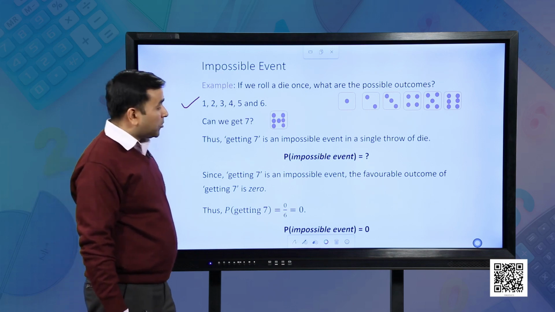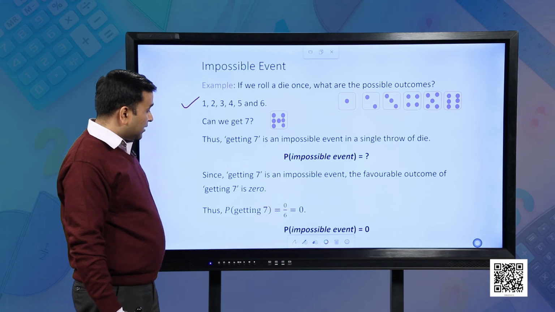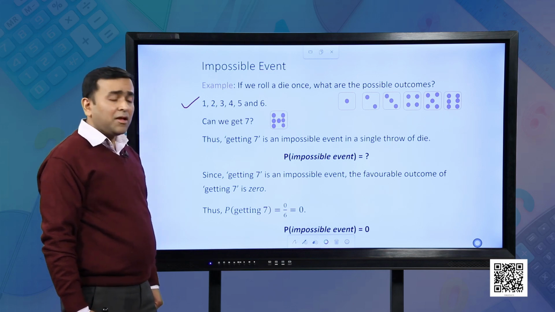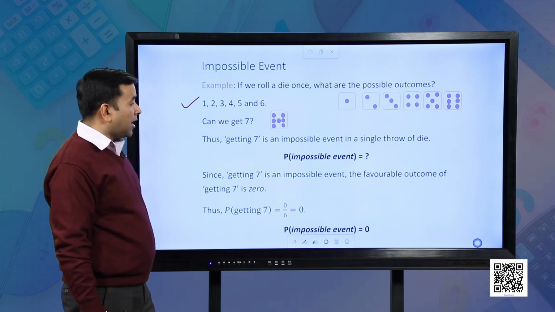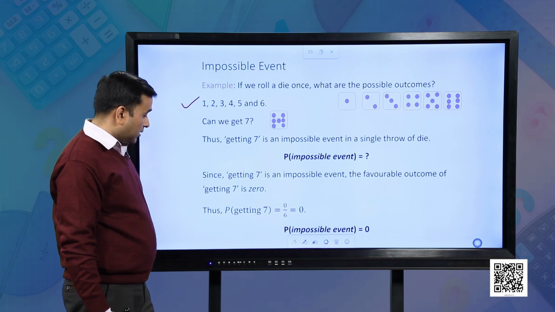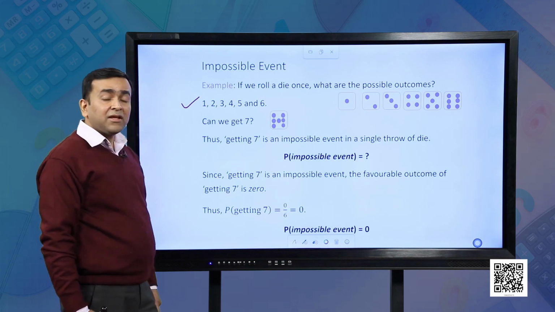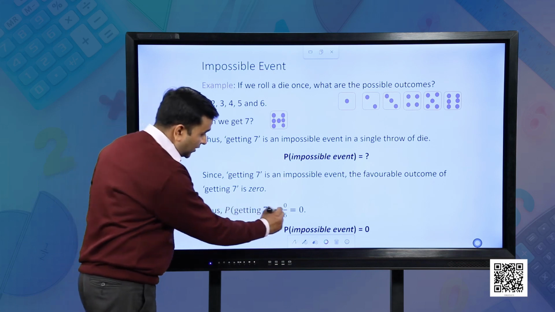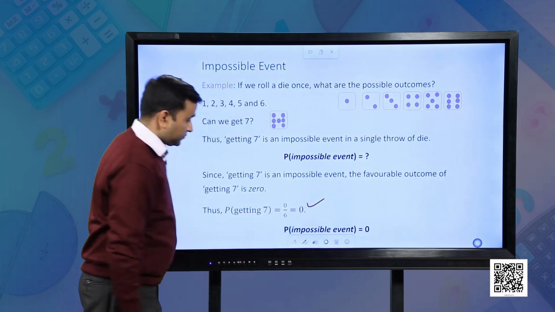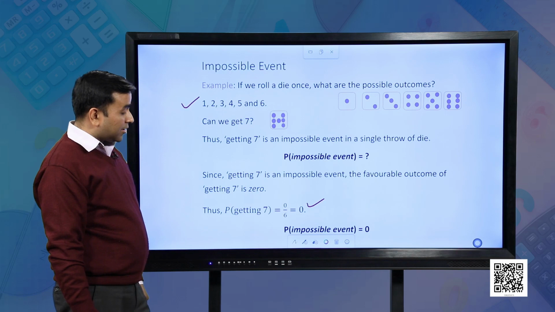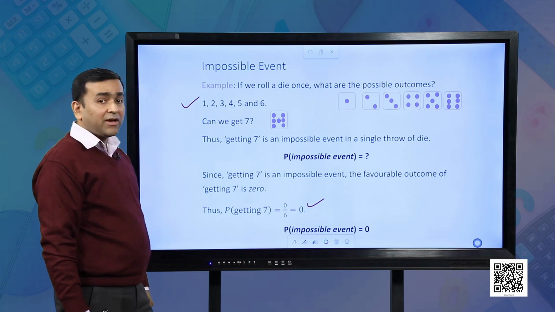Let us find out the probability of an impossible event. Since getting 7 is an impossible event, the number of favorable outcomes for getting 7 is 0. Thus, probability of 7 is nothing but 0 upon 6 equal to 0. We infer that the probability of an impossible event is 0.